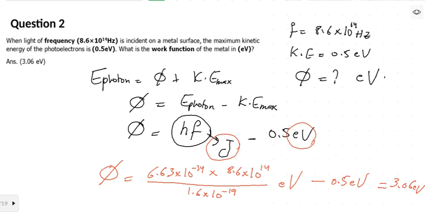Another question. Till now, as you see, this is direct application on Einstein's equation. We didn't solve any reasoning question. This is considered as a normal application question.